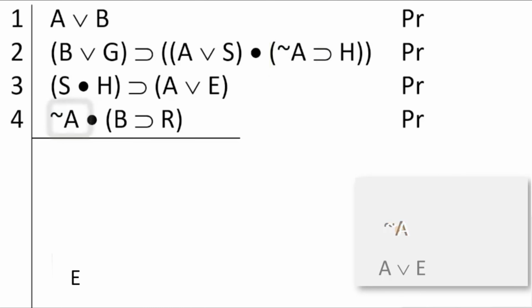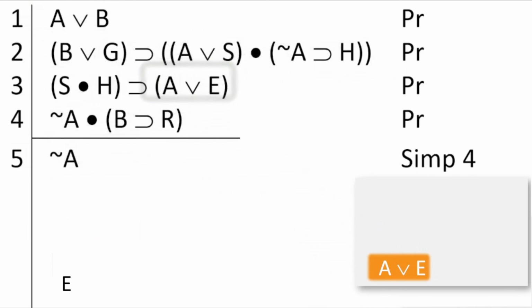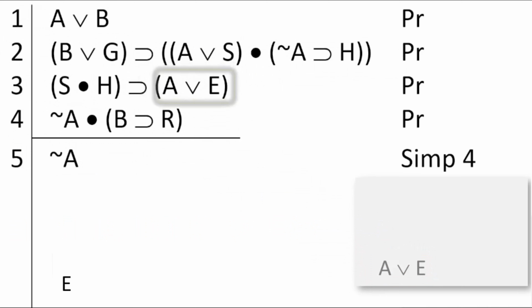At such a point, it's actually useful to carry out the first step. But now we need to think further. We need A or E on its own line. So again, we try an elimination strategy first. We try to locate the place where A or E is present. It's present in line 3 in the consequent of a conditional.